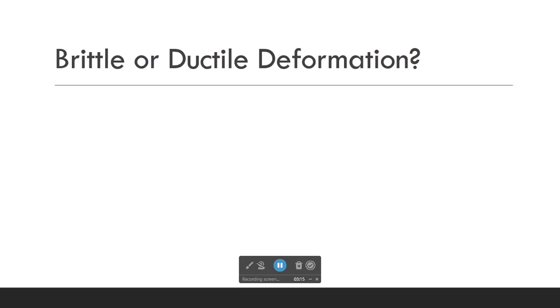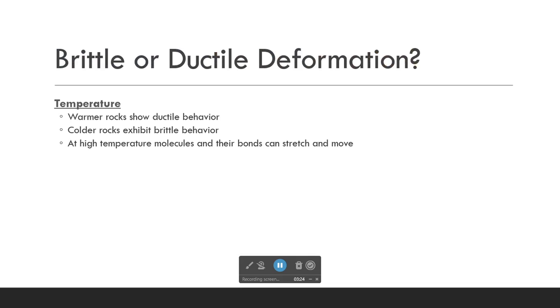Now, what's relevant to this is what's actually going to cause brittle versus ductile deformation. What makes it different? Why does it break versus why does it fold? So temperature is a big reason why something would break or fold. When it's warmer or deeper down where we have really hot temperatures, it's going to show ductile behavior. Think of if you were to warm silly putty in your hand. When it's colder, rocks exhibit brittle behavior. So when it's closer to the Earth's surface, you're going to get brittle behavior.